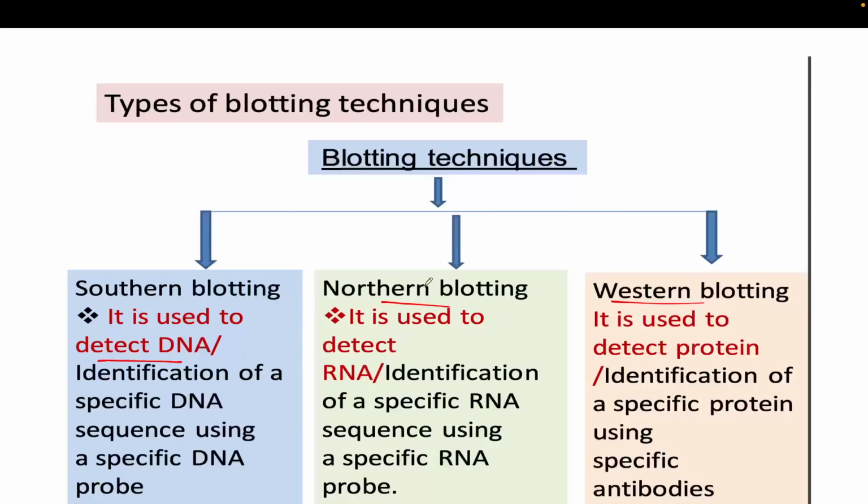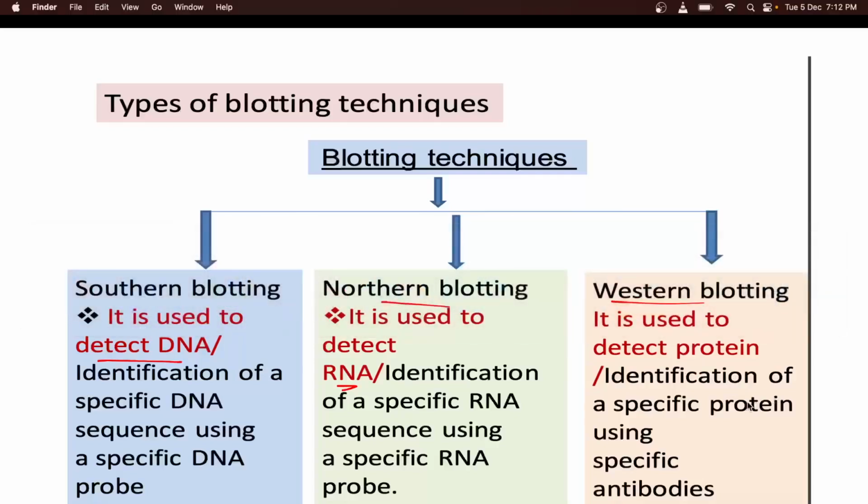Okay, and Northern blotting is used for RNA. Northern blotting is used for the identification of a specific RNA using a complementary RNA probe. Likewise, Western blot is generally used to detect protein. Here you are detecting one protein by using specific antibodies. So these are the three different types of blotting techniques that you have to remember.